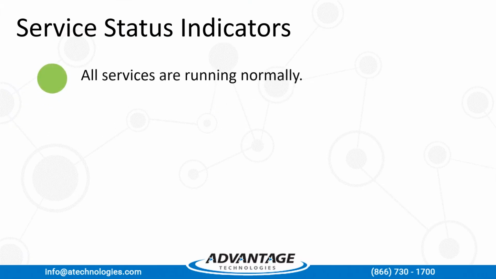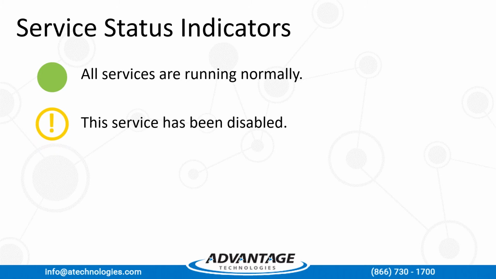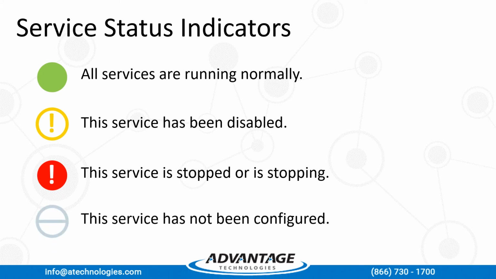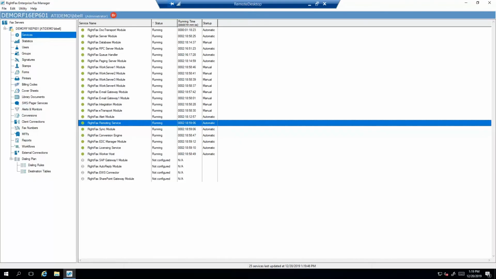If the status shows as green, that service is running. If it shows as yellow, that service is disabled. When you see a red status, that means that service has stopped or is stopping. Finally, if you see a gray status, this means that service has not been configured.